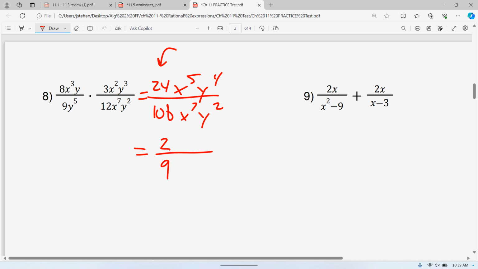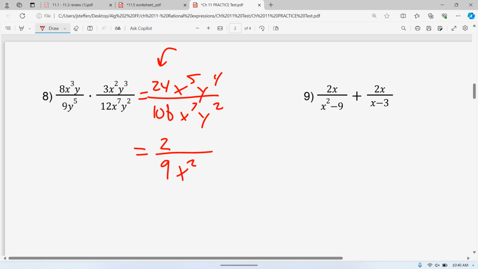x is on top and 7 on bottom. So the only amount I can take away is 5. That's the highest amount, because if I take more than 5, my numerator doesn't have enough to give. So I can only take away 5. Remember, it's got to be the same number on the bottom. So if I take away 5, I don't have any x's left on top. I took all of them away. In the denominator, I have 2 left.